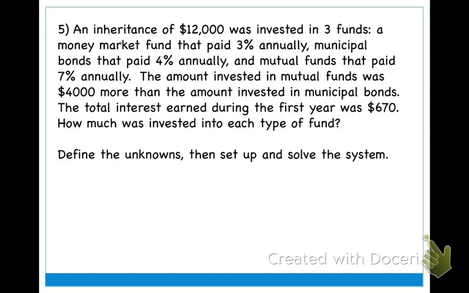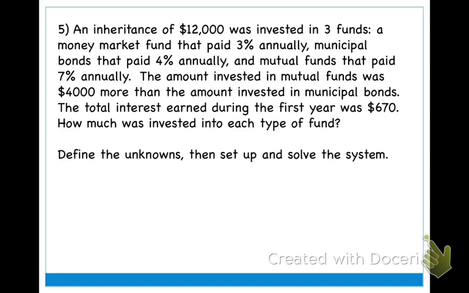There's a money market account, pays 3%. Municipal bond pays 4%, and a mutual fund that pays 7%. And I've got these other facts about them. The amount invested in the mutual funds was $4,000 more than the amount invested in the municipal bonds. And then the total interest was $670. So I want to know how much was invested in each fund.